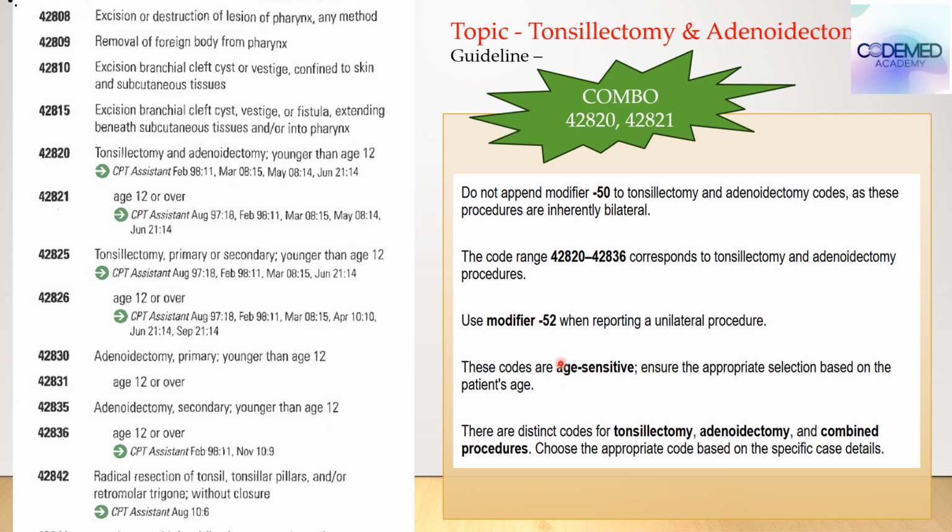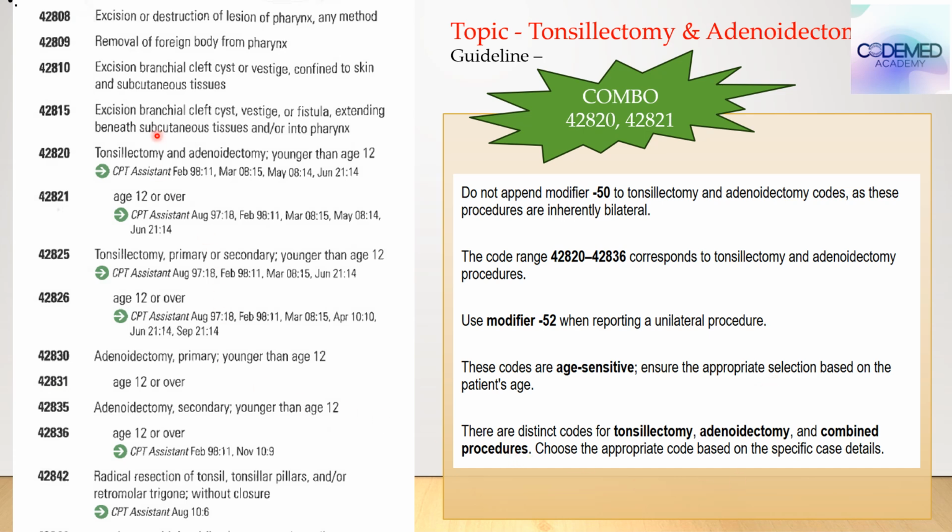Now remember, most of the time the doctor will remove both the tonsils, but sometimes the situation arises where the doctor has to perform the procedure unilaterally. At that time we can use the modifier 52, which is for reduced services. These codes are age sensitive. So if you see all the codes, this code talks about younger than age 12, while this code talks about age 12 or over. So since the codes are age sensitive, while solving the question, pay attention to the patient's age.